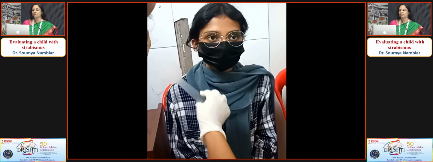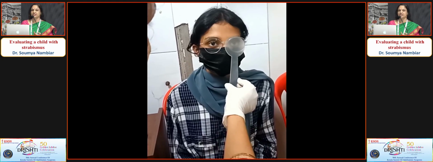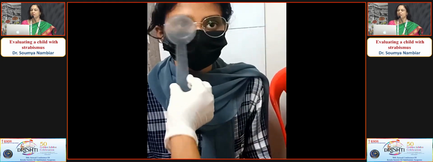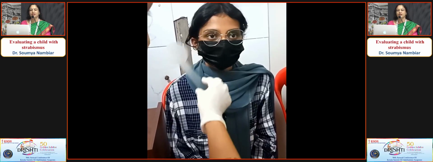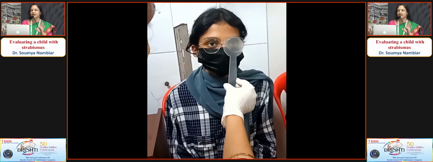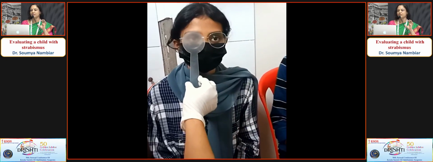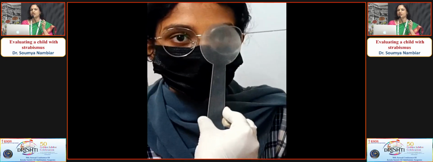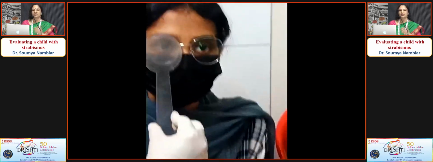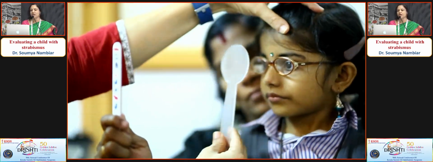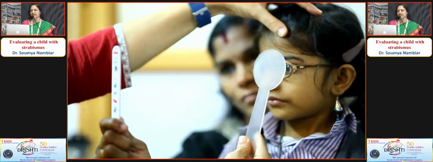The uncover test helps in detecting a phoria component. When you cover, you don't see movement in the other eye, but when you remove the cover, you see movement under the cover of that eye, and that amount will show the phoria component. So the uncover test basically measures the phoria. Then you have the alternate cover test, which measures both phoria and tropia. Remember to do a cover test for near as well.